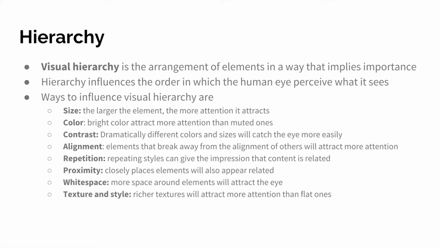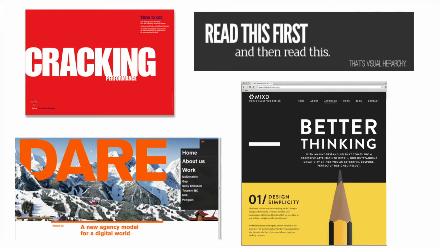Alignment, if something is differently aligned, that'll draw the eye. Repetition, so repeating styles can give the impression that the content is related. So proximity, closely placed elements will also appear related. And then white space, if you want to attract the eye, you're going to draw more white space. And then texture and style, so richer textures will attract more attention than flat ones. And these are some examples of hierarchy.